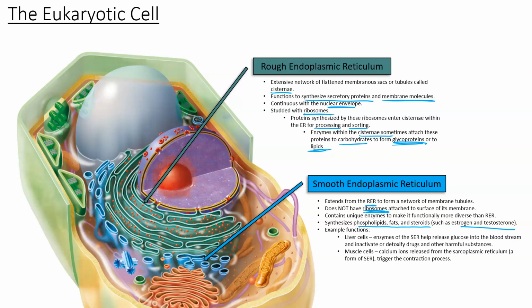Within different types of cells in our body, like liver cells, there are enzymes associated with the smooth ER that help release glucose into the bloodstream. And there are situations within muscle cells where calcium ions are released and stored by the sarcoplasmic reticulum, which is an actual division or form of the smooth ER, which is vital when we trigger the contraction process within our skeletal muscular system. Okay, so that is just a simple division between the rough ER and the smooth ER.